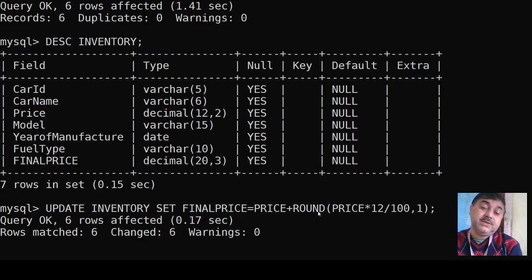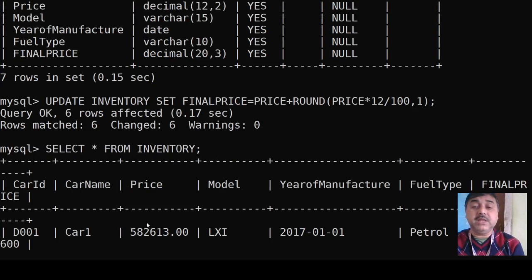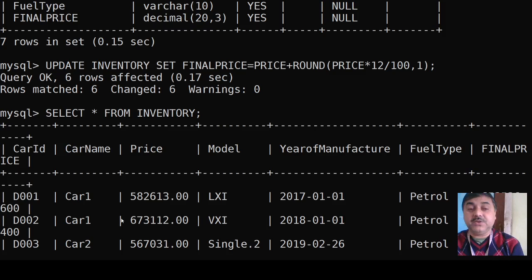Price plus ROUND(price * 12 / 100, 1), that means it will round off by 1. So when I find this, I find that the values are there, see, final price. So the final price has been rounded off up to 1 decimal place. After 6, you see all the values come 0, else more numbers can come. If you are giving 2 or 3, then more numbers can come. So we are giving up to 1 decimal place.